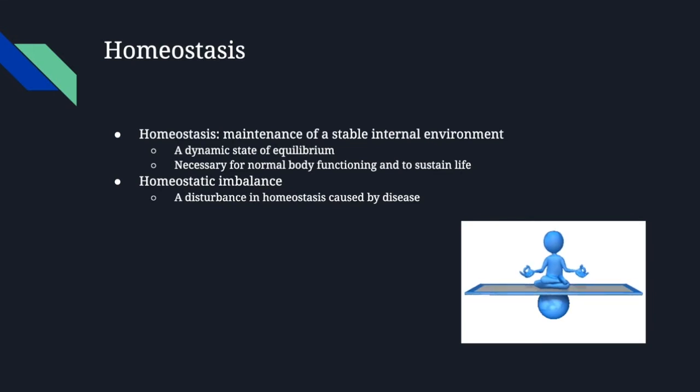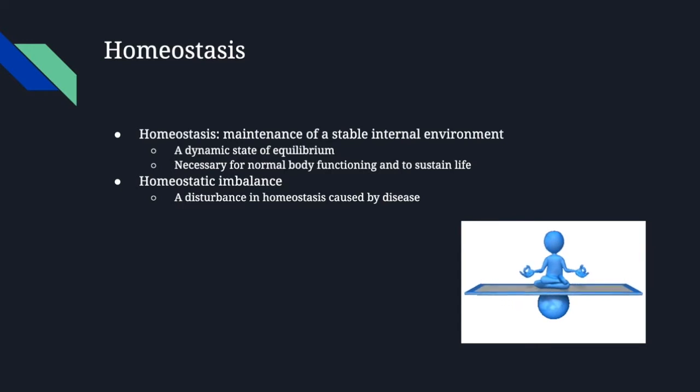So now we're moving into homeostasis. Part of what you had to do yesterday was to give a definition of homeostasis in your own words. Hopefully it was something similar to what we have here. So, maintaining a stable internal environment. It is a dynamic state of equilibrium, meaning that there's constant changes back and forth to make sure that everything is within a narrow range that we need in order to survive. So it is necessary for our bodies to function properly and to sustain life.